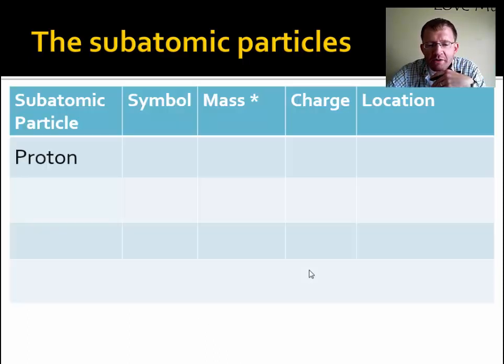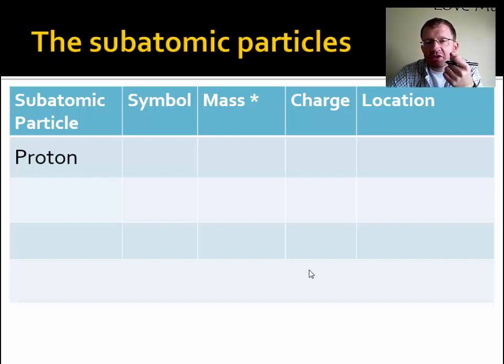So a subatomic particle snapshot table is here. I want you to make one like this in your notes with these five columns you see across the top: subatomic particle, the symbol, the mass, the charge, and the location of those particles. We're going to summarize this in a nutshell here, and I'd like you to put down all three of the subatomic particles along with their information as this table fills in.